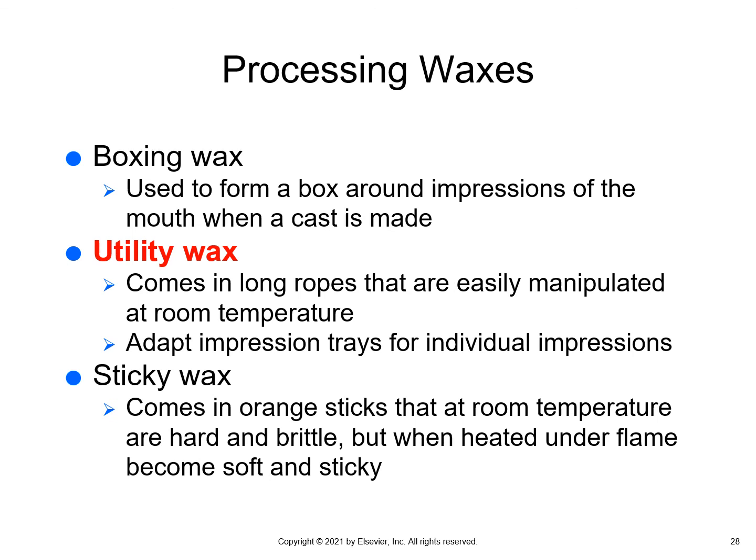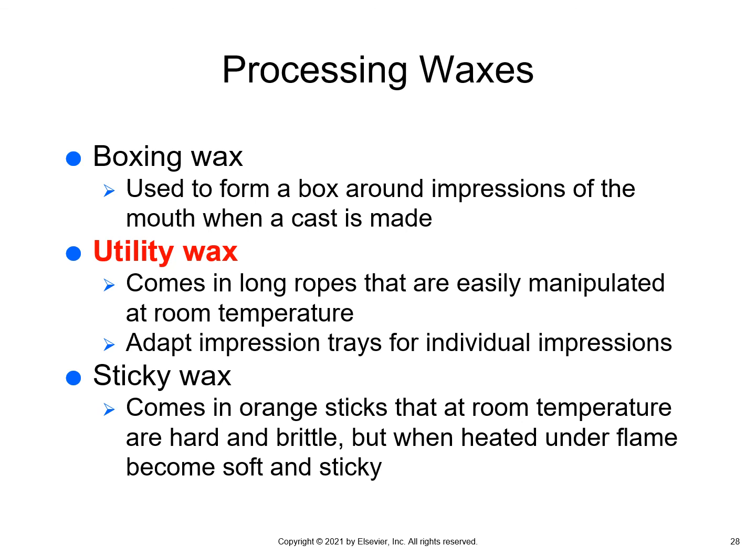Then we have processing waxes. There's boxing wax. The name sounds like what we use it for. It's used to form a box around your impression when a die is being made. So basically we're going to build that impression up and give it some walls to hold your stone.